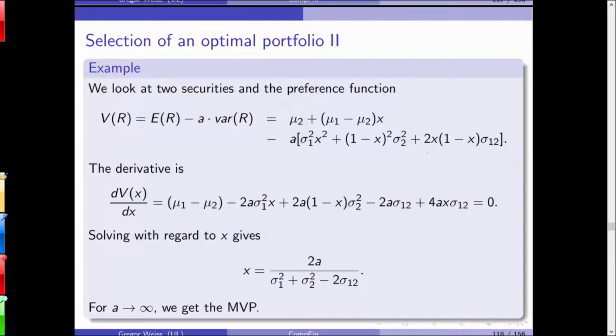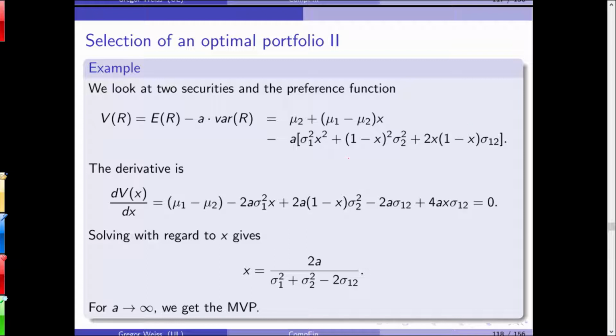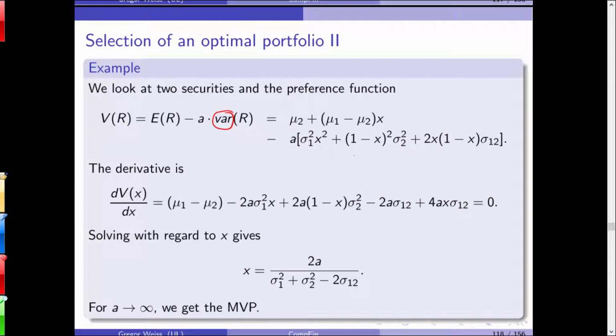Okay. Now, small example. Let's look at this preference function. Again, it's quite simple. We are in the two security scenario. We have mu2 plus mu1 minus mu2 times x minus a, and now this here is of course the definition or the result for the volatility, we changed it a little bit here, for the variance of a linear combination of two random variables.